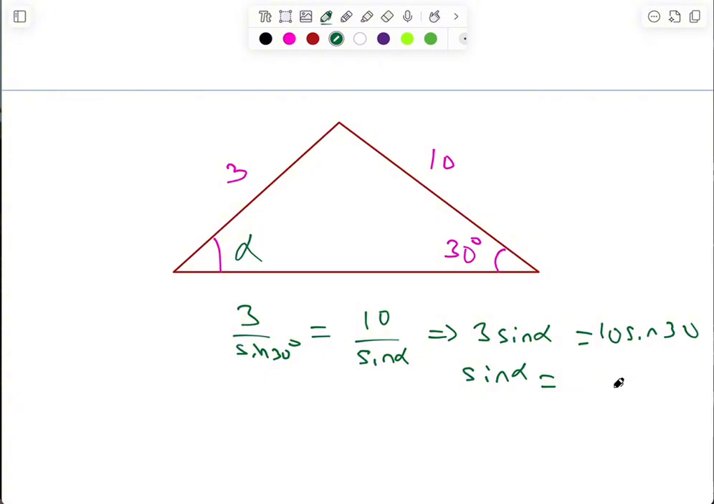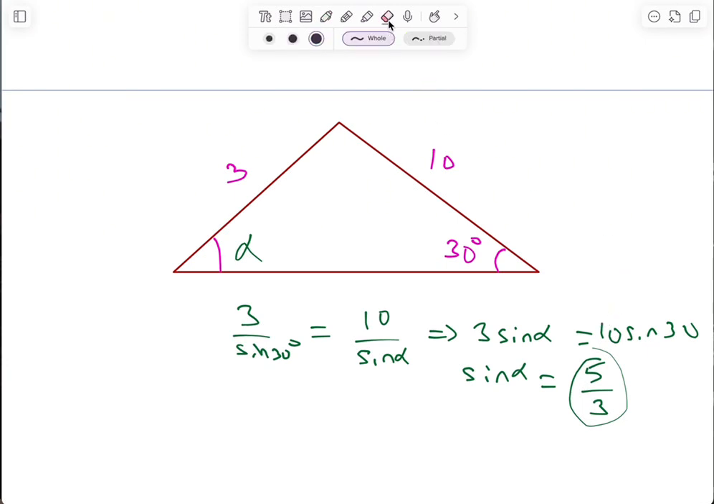So unfortunately, I cannot have that. So 5 over 3 is not possible. The reason why this is not possible is because I cannot have any sine of an angle greater than 1. And 5 over 3 is greater than 1. So this is actually not a possible triangle.